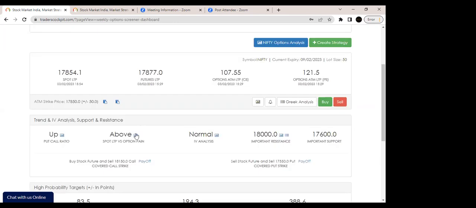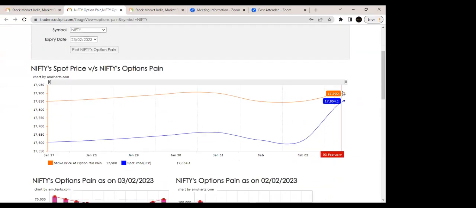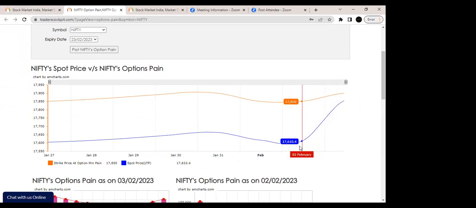And those who want to know what exactly the option pain is, where the institutional guys are standing in the market, you guys can see 17,900 is the pain line. When the pain is 17,900, 90% of the times at the time of expiry, 1 or 2 days prior, or 1 week prior, the spot line will go and merge with the pain line, because if the market expires in the same zone, then only institutional guys will be able to make money, right?